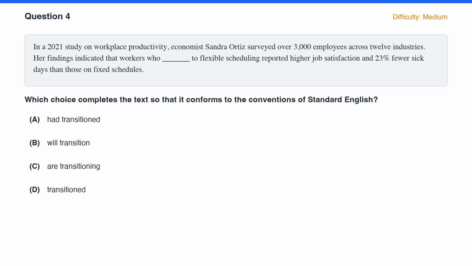B says will transition. Future tense in a 2021 study? No, everything already happened. C says are transitioning, present progressive. The study is complete. Past tense context throughout. D says transitioned. Simple past, tempting, but when one past event happens before another, you need past perfect for the earlier one. Workers who transitioned blurs the timeline. Workers who had transitioned makes the sequence clear.